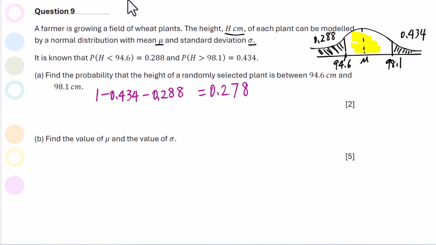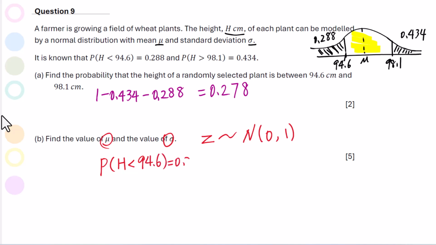Find the value of mu and the value of sigma. When we are looking for mu and sigma, we got to use z-score, which follows normal distribution with 0 as the mean, 1 as the standard deviation. So for probability of h less than 94.6 equals 0.288, we will use the inverse norm.